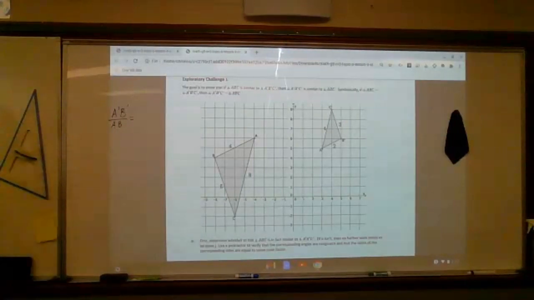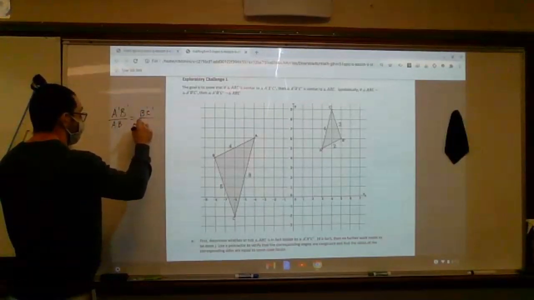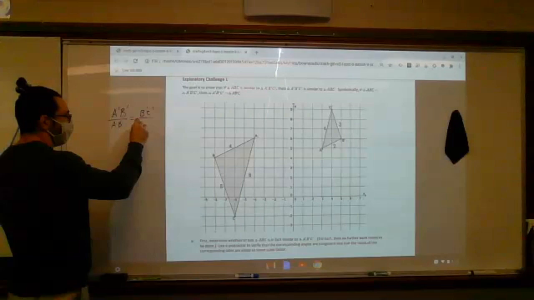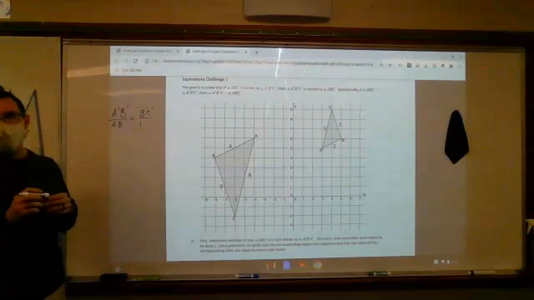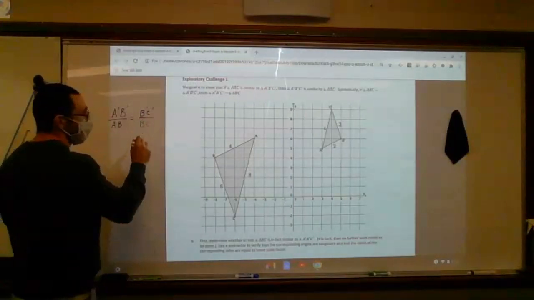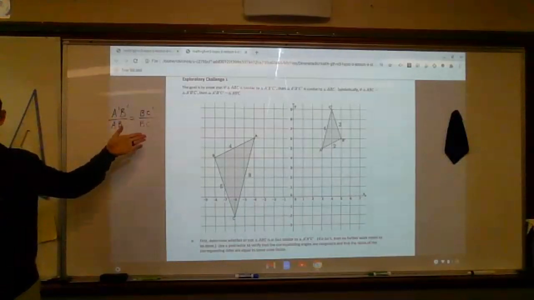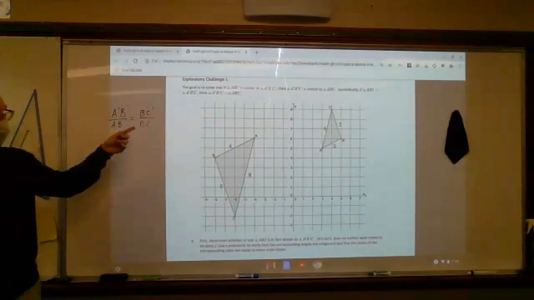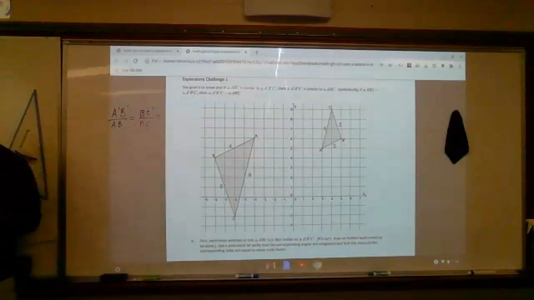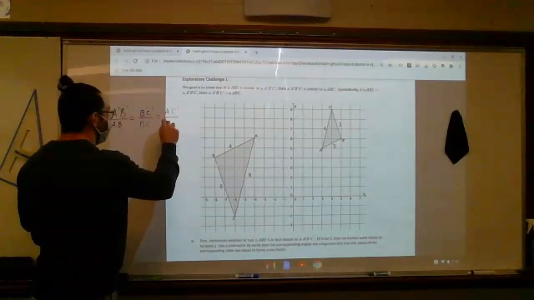Go, Andrew, go. B prime, C prime divided by what? Go ahead. BC. Yeah, by BC. So Andrew, it's the image divided by the pre-image. So if I have B prime, C prime, we're going to divide by the original. There you go. Good. How are we going to finish this off? What's my last set? Go ahead, Sky. A prime, C prime divided by AC.